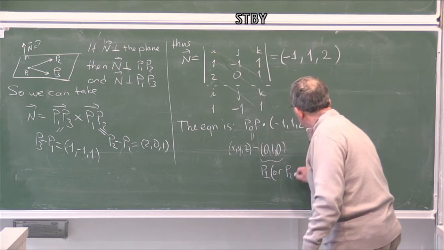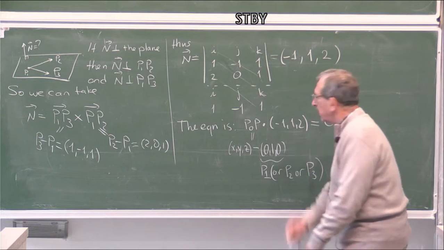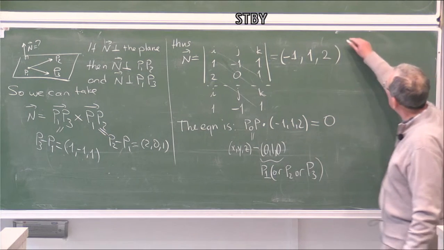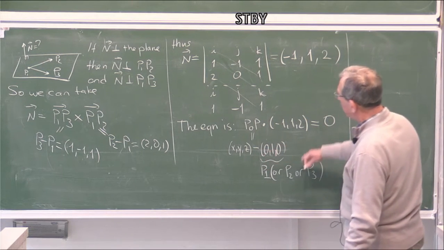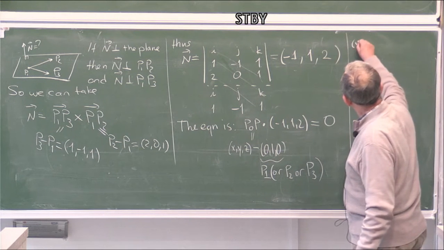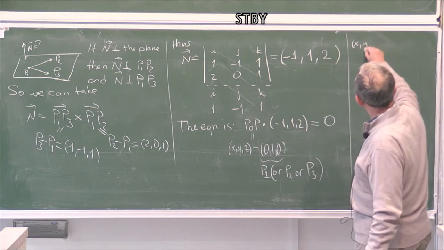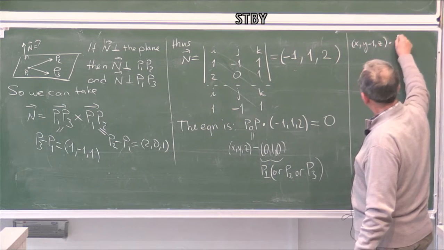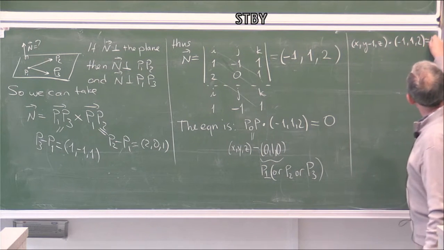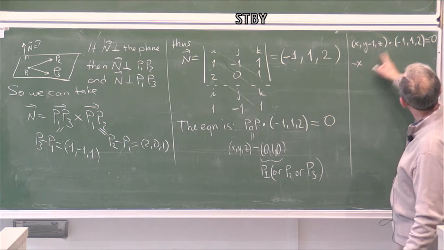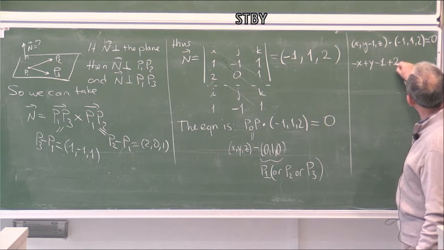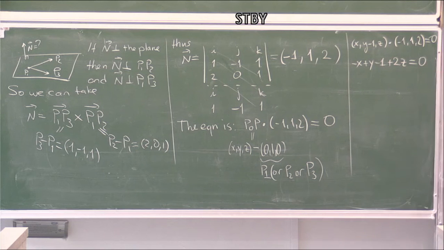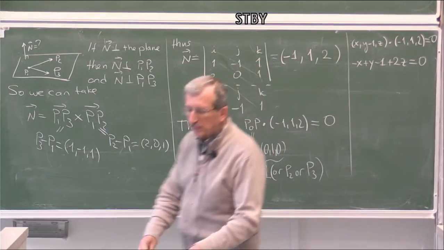Or P2, or P3. Any of them could be used here. Now, let us simplify this a little bit. It says actually that we have (x, y minus 1, z) dot (minus 1, 1, 2) is 0, or equivalently, that's minus x plus y minus 1 plus 2z is 0. So this is the equation of the plane passing through these 3 points.